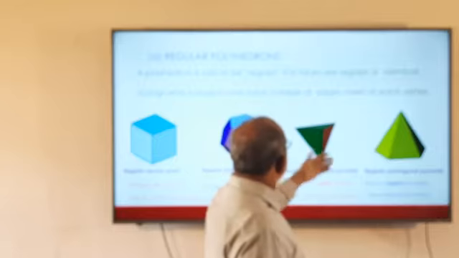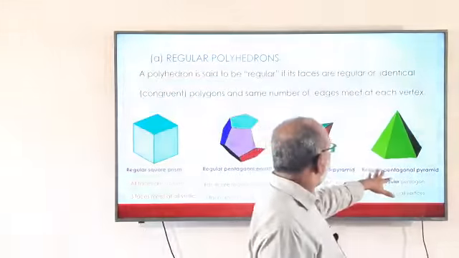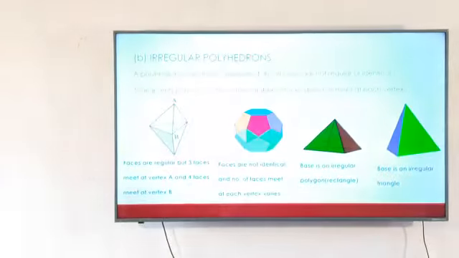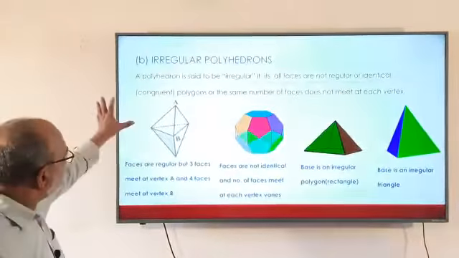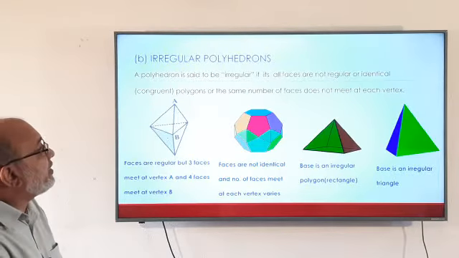See, the base is a triangle. All three sides are again triangles. It's regular. It's a regular pentagonal pyramid. We have already learned it, right? Here again, irregular polyhedrons. Here you see a polyhedron is said to be irregular if all its faces are not regular or identical, congruent polygons, or the same number of faces does not meet at each vertex.